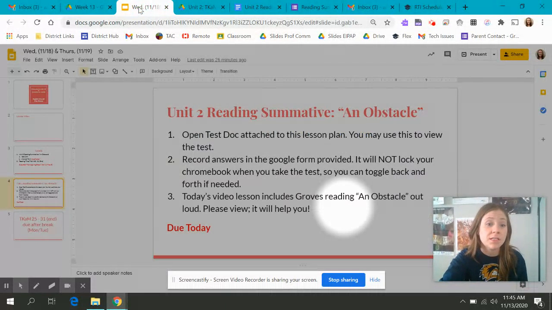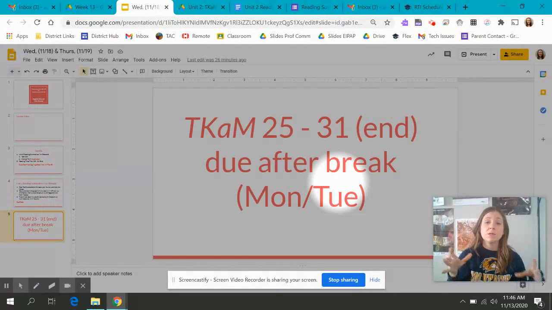So let's hop back over to today's lesson. Unit 2 reading summative and obstacle due today. That's going to take you about 20 minutes. Now, the second thing that you're doing today is it is a reading day. So you're going to read. Ideally, you would read for the amount of time you would have left in class, which is about an hour.